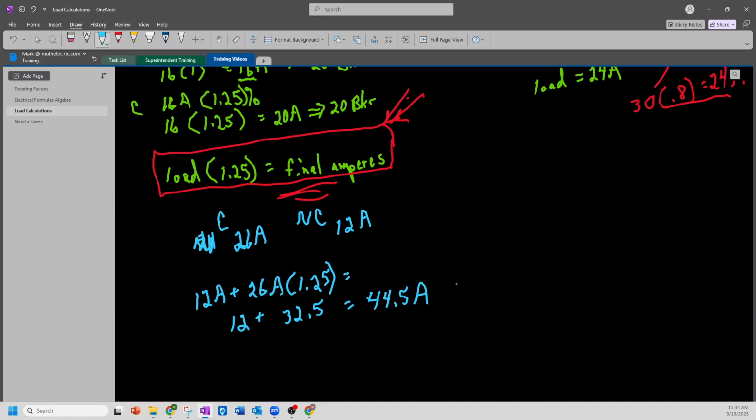Now to get our breaker, what's our next standard breaker size? I'd have to look. I don't know off the top of my head if there's a 45. I think it goes from 40 to 50. So I'm going to make the presumption that there's not a 45. It goes from 40 to 50, so we're going to use a 50 amp breaker. Notice we mixed and matched. We can use this formula whether we have a combination or not.